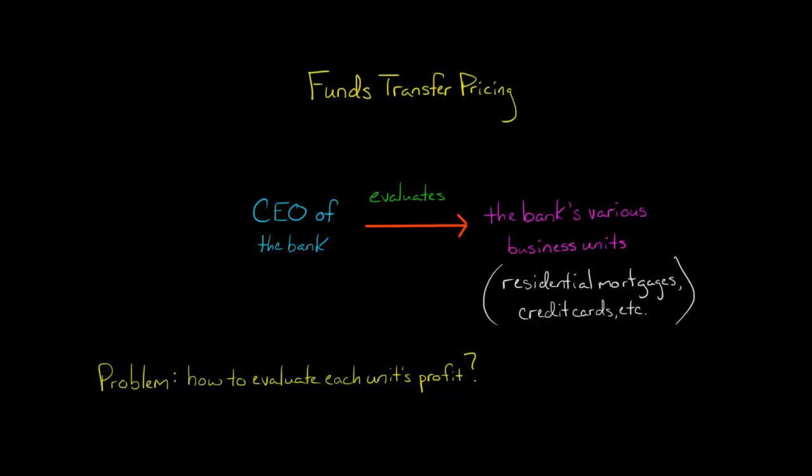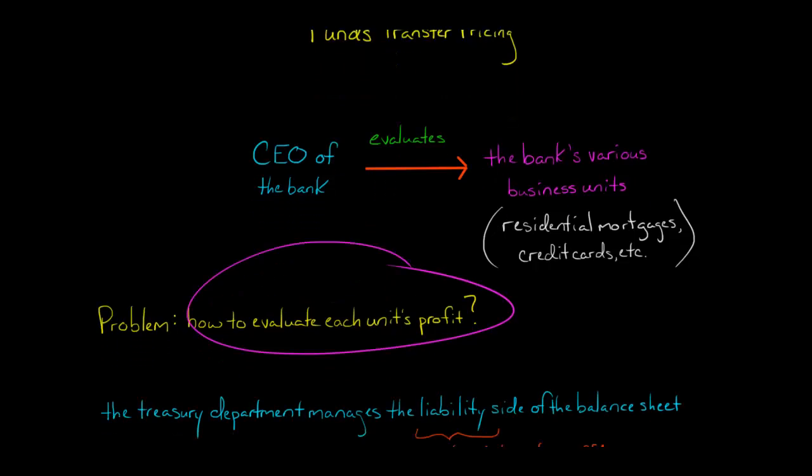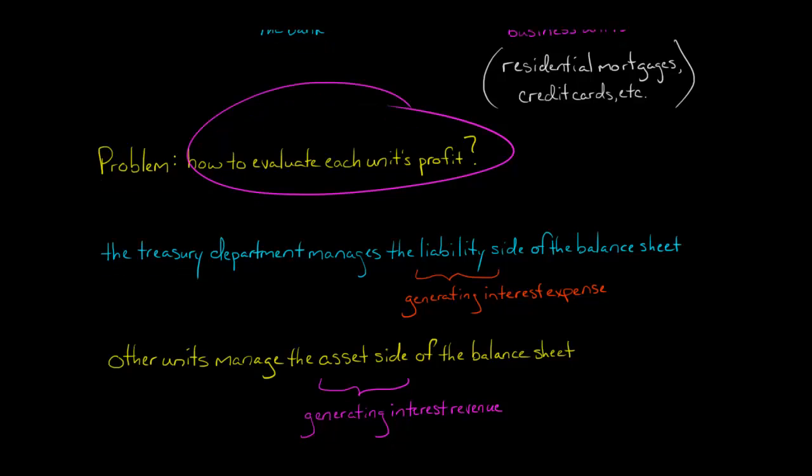But here's the problem. How do you evaluate each unit's profit when you have the Treasury Department managing the liability side of the balance sheet and therefore generating the interest expense for the bank, and then you have the other units, whether it be credit card, residential mortgages, and so forth, that are managing the asset side of the balance sheet and therefore bringing in the interest revenue? So you've got one department that's basically a cost center. It's bringing in the interest expense. And then you've got the other units that are basically a revenue center. They're bringing in interest revenue.